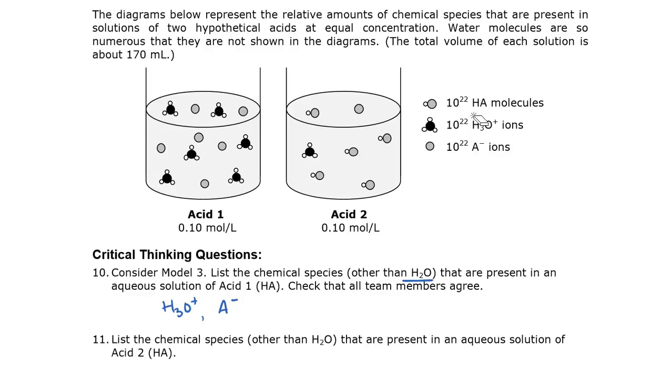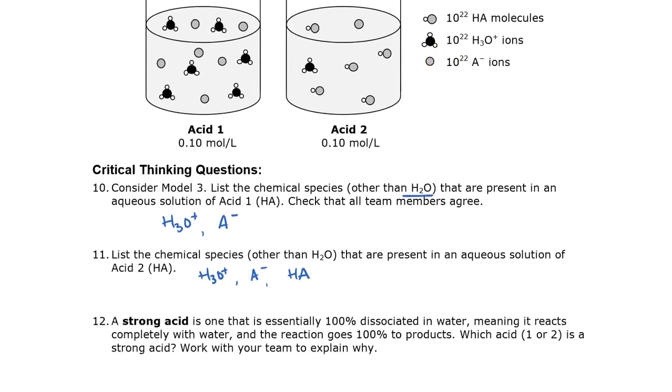All right. Same thing, but for question 11. We're looking at acid 2. Pause and write your answer. Pause now. Okay. List the species. I see this one, which is H3O+ or hydronium. I see this one. That's different. That's HA. And then I see this one, which indicates A-. All right.